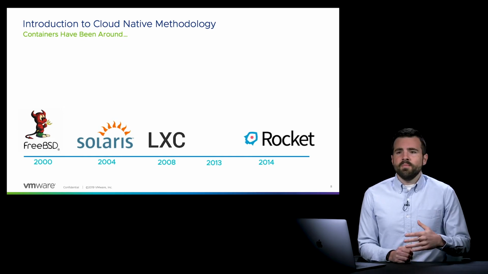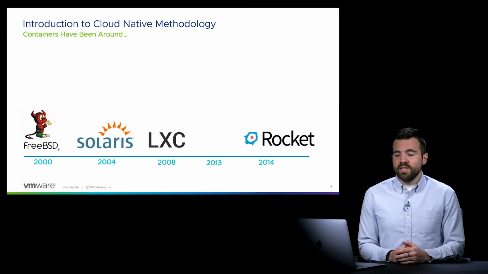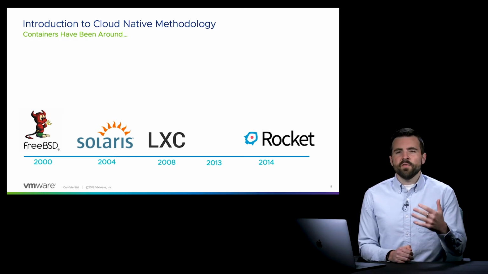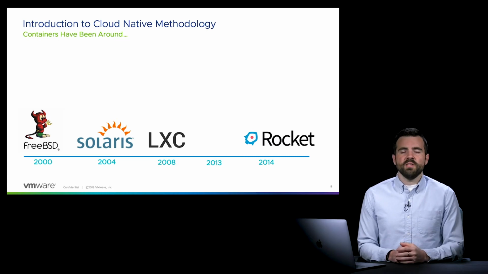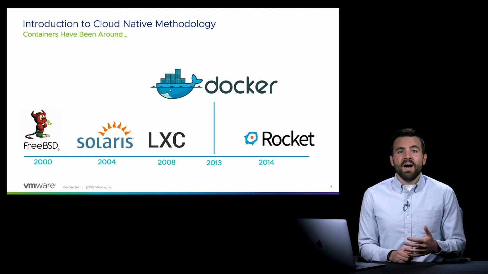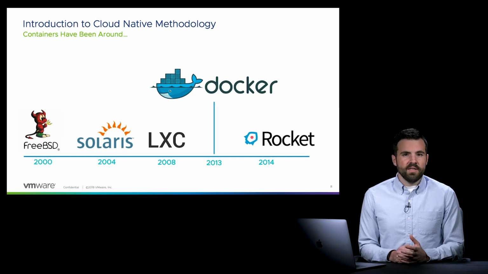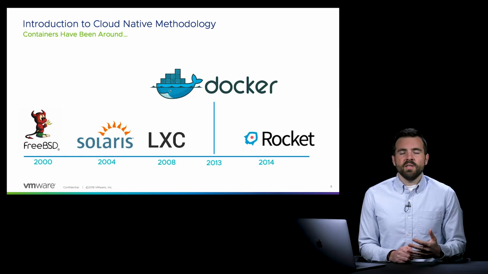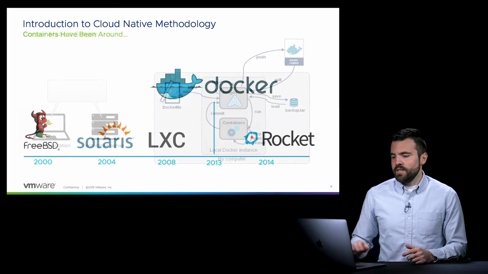We had jails with FreeBSD in the early 2000s, Solaris zones in 2004, and then the first real implementation of Linux containers with LXC in 2008 using C groups and Linux namespaces. But there was a huge explosion in 2013 of container usage, and that was largely powered by the introduction of Docker Container Engine. Now, Docker didn't invent Linux containers, but what they did was do a great job of making it easy to interact and manage and run Linux containers.